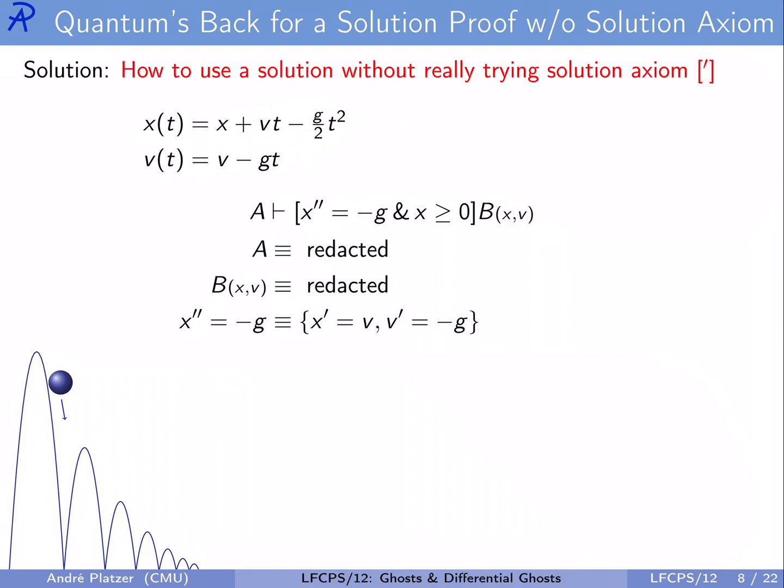Okay, so how can we prove this solution and make use of it somehow, but not using the solution axiom again? Well, the point is, I guess, if these are the solutions of the differential equation, they should be invariant along the differential equation, right? Because a differential equation has the same solution at every point, otherwise it wouldn't exactly be called a solution. So we should be using a differential invariant argument for that.